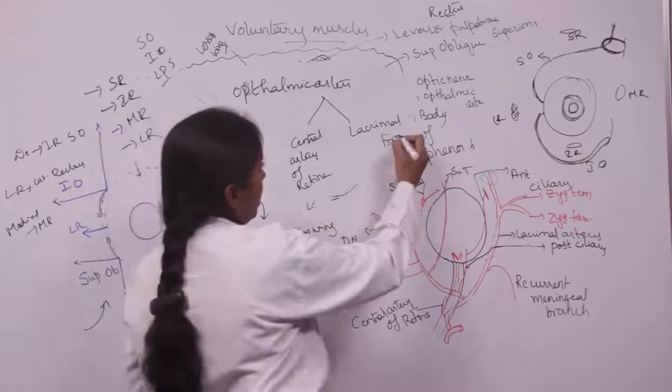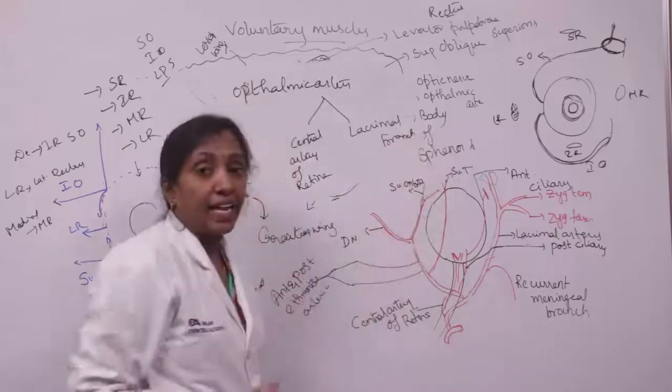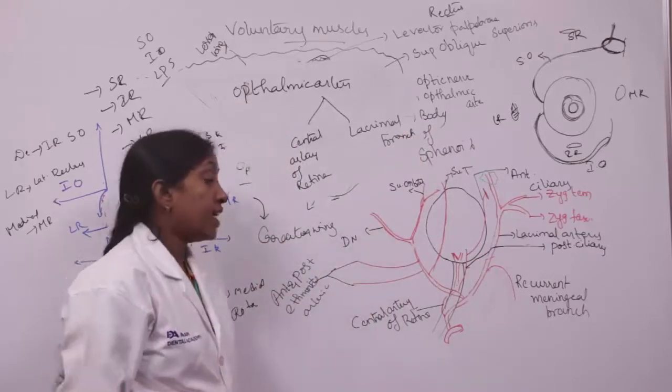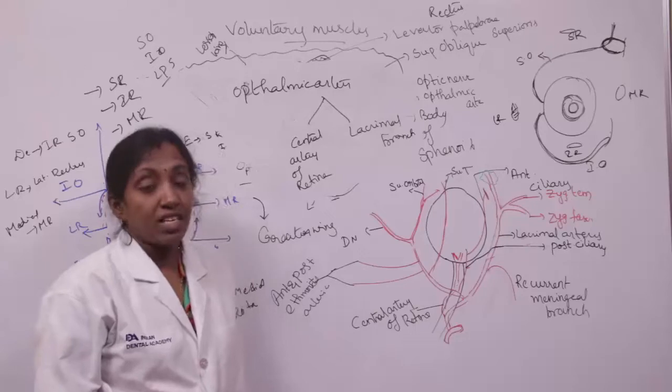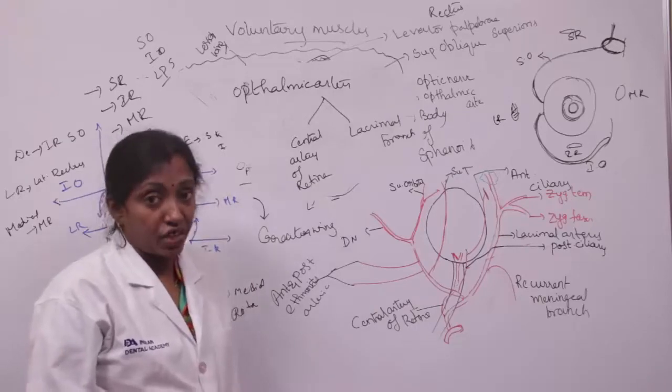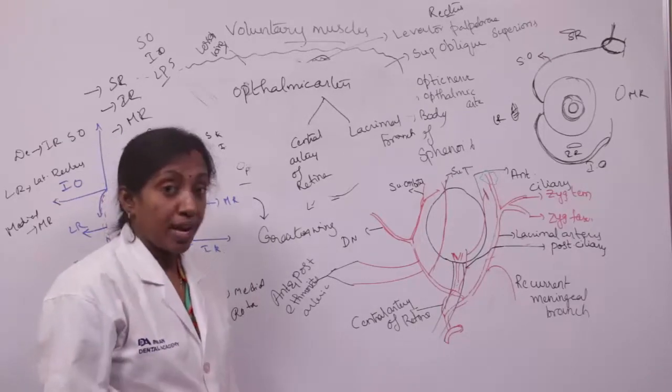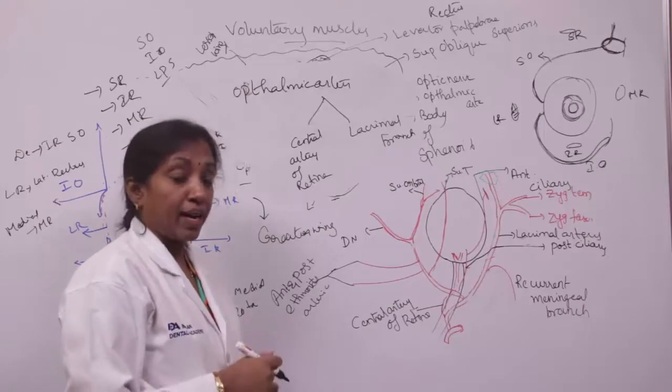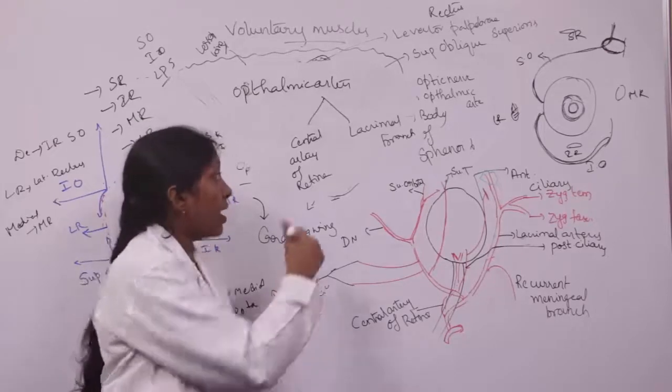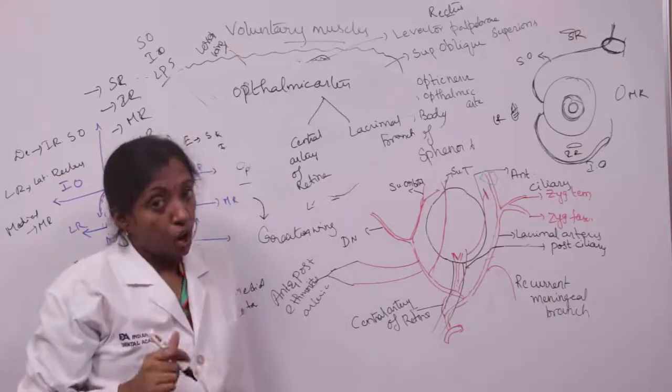Coming to the lacrimal branch, it runs along the lateral aspect of the orbit, and here the lacrimal artery gives three important branches. One is the zygomaticotemporal, another is the zygomaticofacial, and another branch supplies the lacrimal gland. These are the two large branches of the ophthalmic artery.